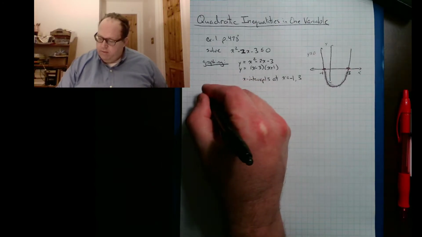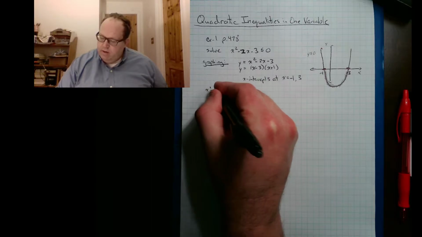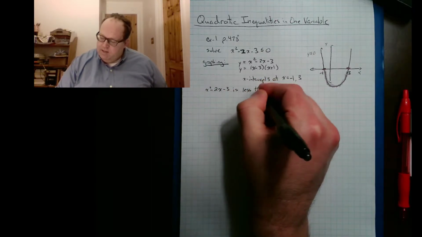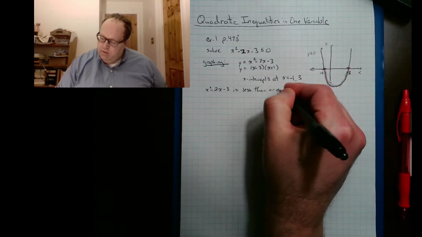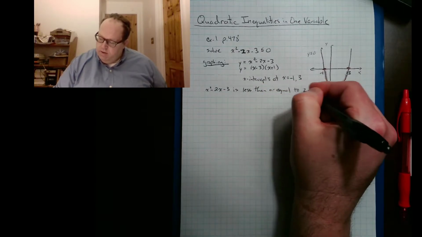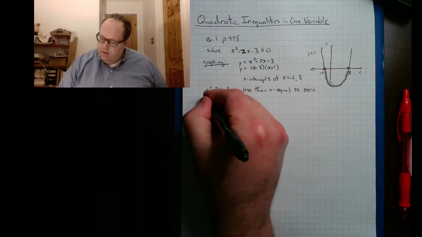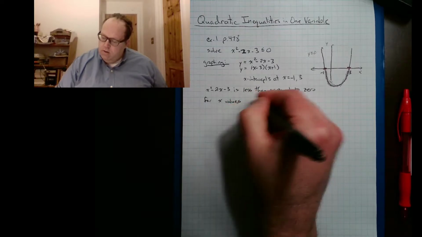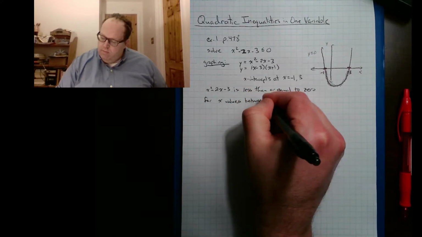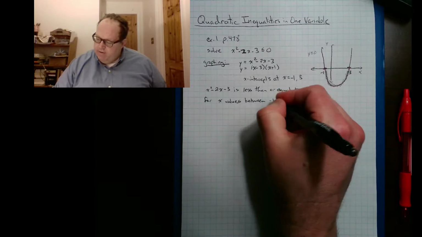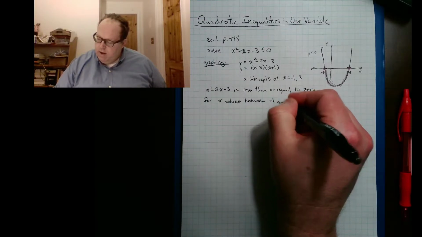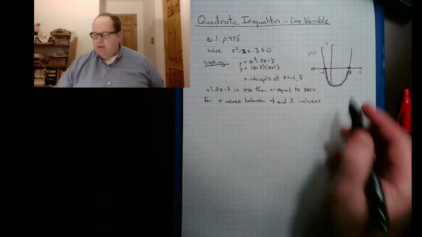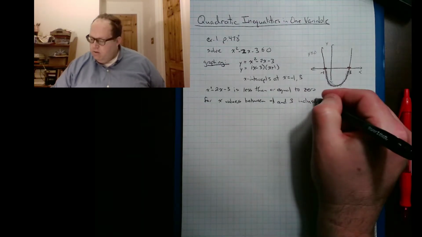So if I wrote that out, I would say x squared minus 2x minus 3 is less than or equal to 0 for x values between negative 1 and 3 inclusive, including the negative 1 and the 3 because they're part of the solution.